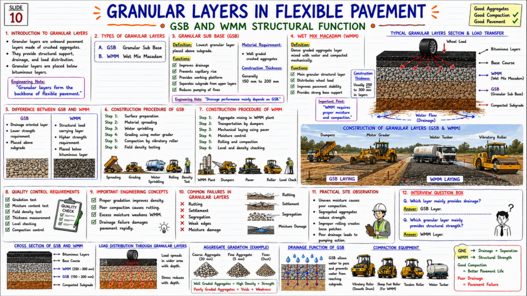Now let us look at the seventh topic. Construction procedure of WMM. Step 1, aggregate mixing in the WMM plant. Step 2, transportation by dumpers. Step 3, mechanical laying using a paver. Step 4, moisture control. Step 5, rolling and compaction. Step 6, level and density checking. And this standard sequence is followed in practical highway projects.